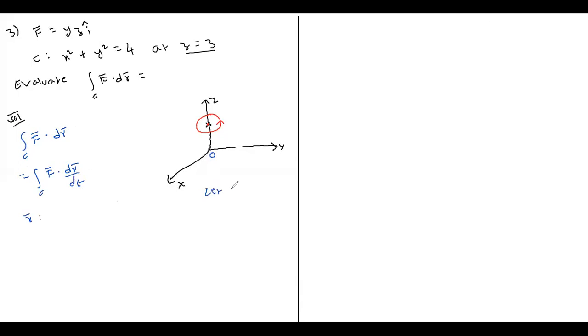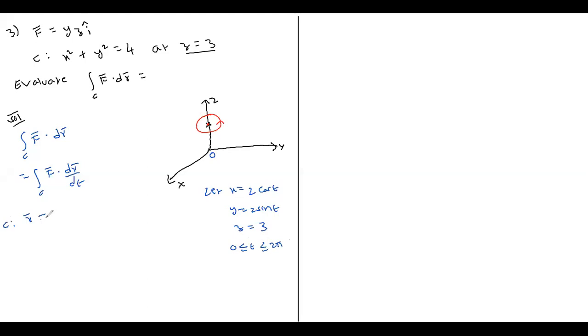Let x equal to, what is the radius of the circle? 2. So x equals 2 cos t, y equals 2 sin t, and what is z given? Z is given as 3. Because you are integrating over a complete circle, obviously t varies from 0 to 2 pi. Is it okay?